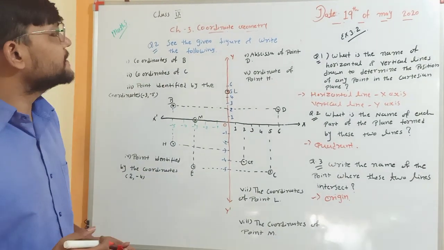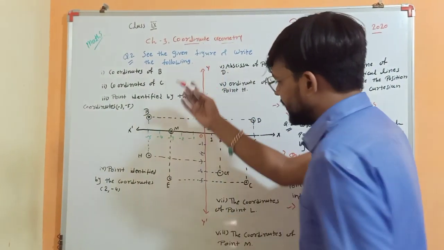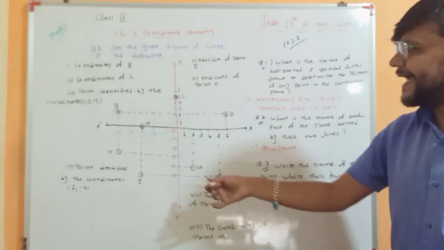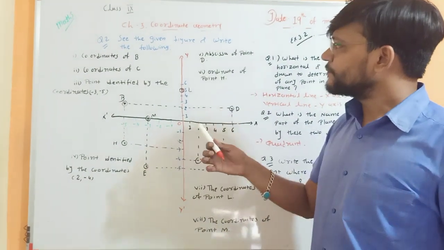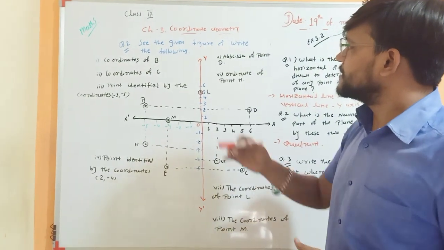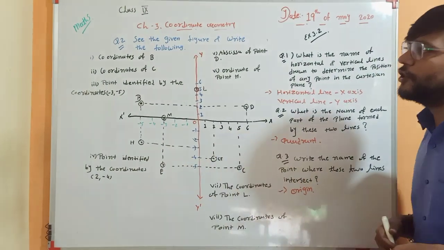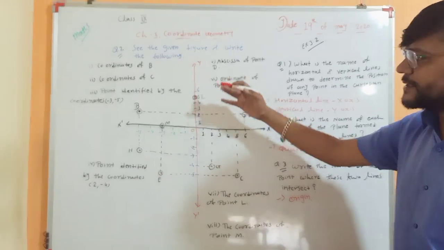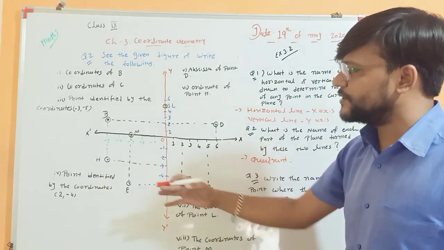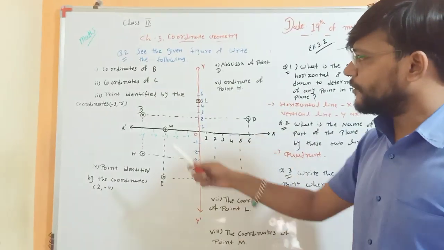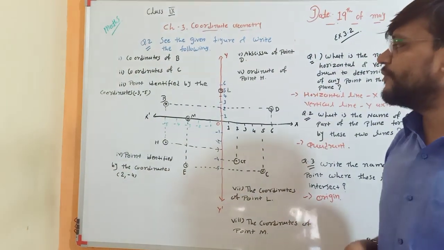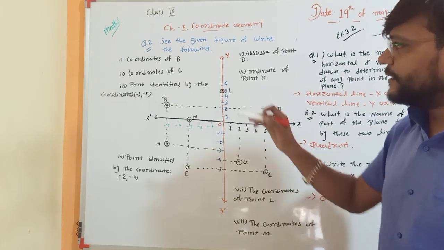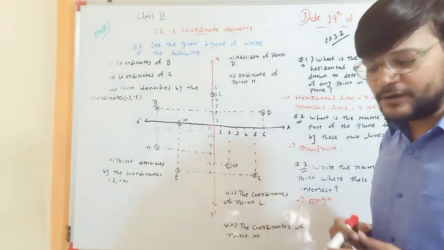Now the second question is, we have to answer from the graph. So you have to draw this diagram in the graph paper, right? And the question is, see the figure and write the following. So total we have 8 questions and we have to answer these 8 questions from the given figure. Now first question is coordinates of B. Here we have to identify the coordinates of B.